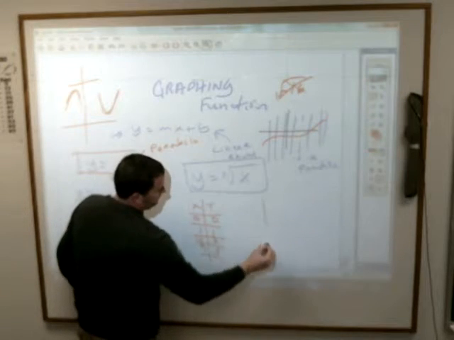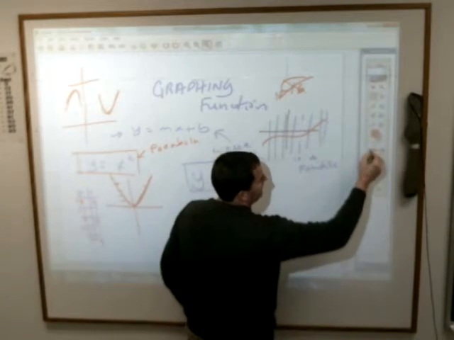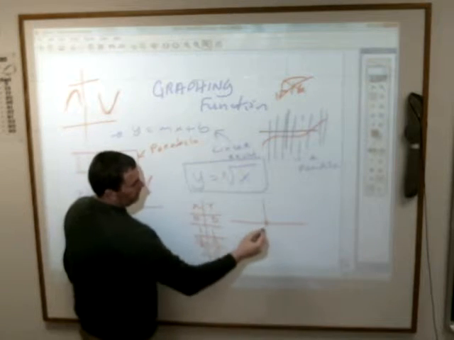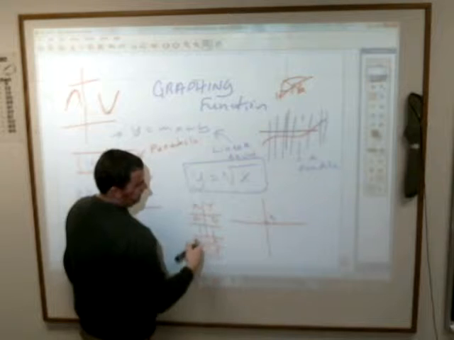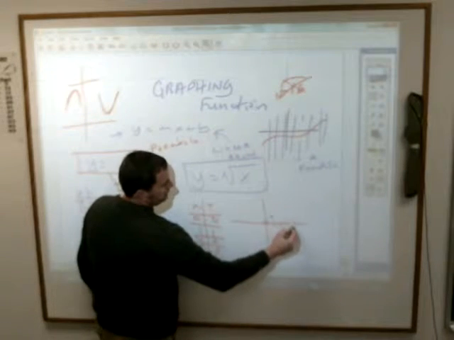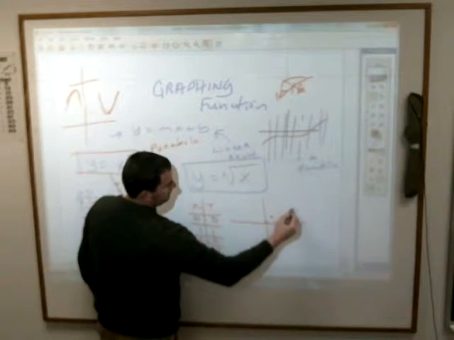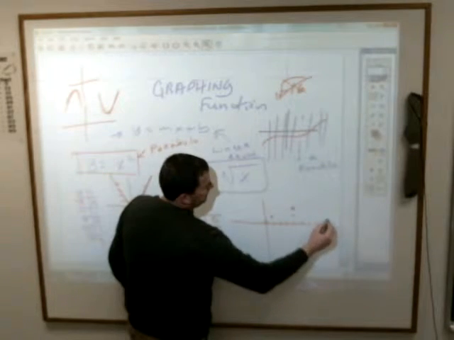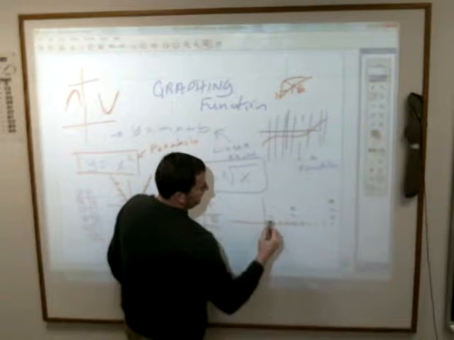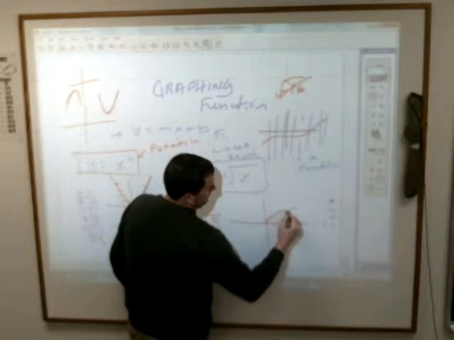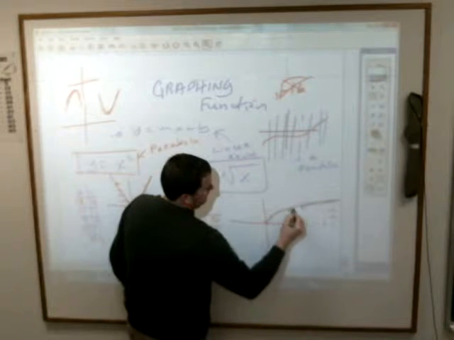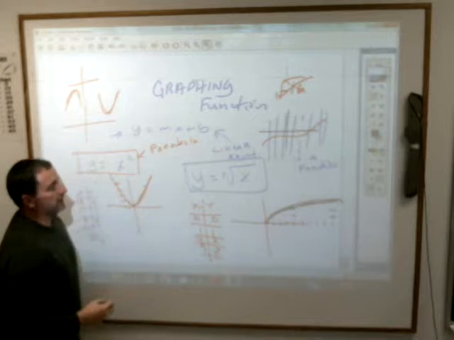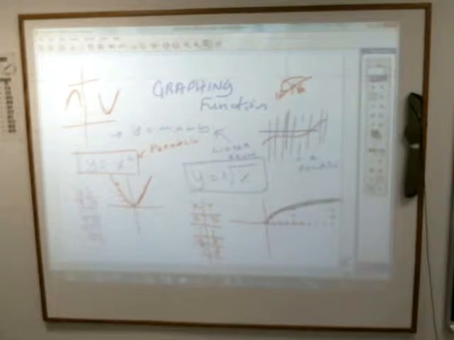Now, what will the graph of this look like? It's kind of exciting, I know. 0, 0 is right here. 1, 1 is right here. 4, 2 is right here. 9, 3 is right here. This is the square root of x graph. It is this little shape that looks like this. It's kind of like the Nike swoosh.